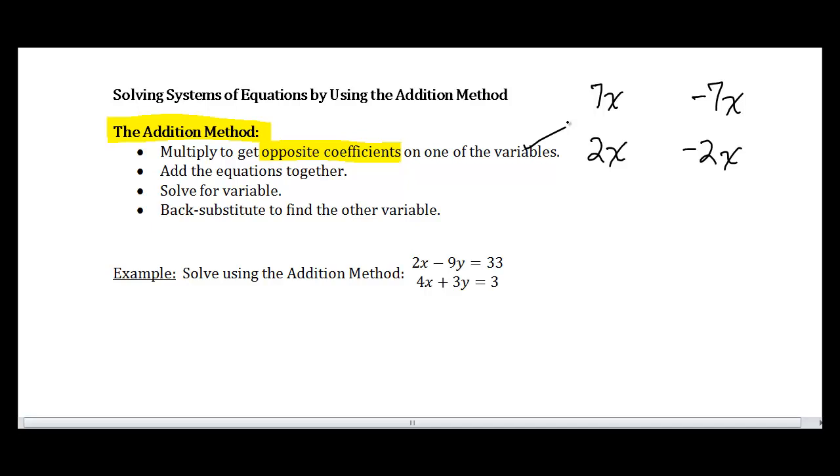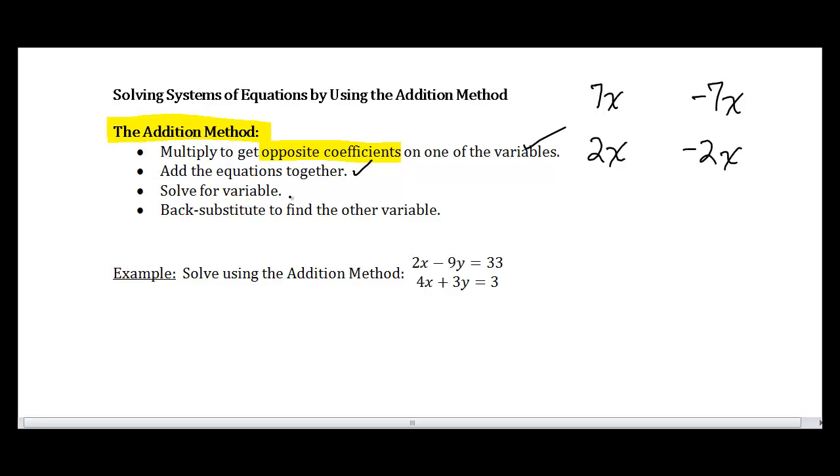Next thing we're going to do is add the equations together. Since both sides are equal in both equations, if we add them together, they're just going to be equal as well, so it stays a true equation. This step is the addition step, when we actually add the two equations together.